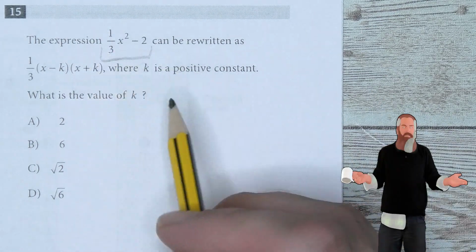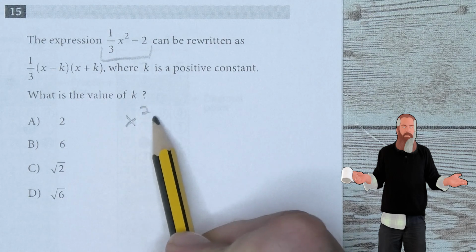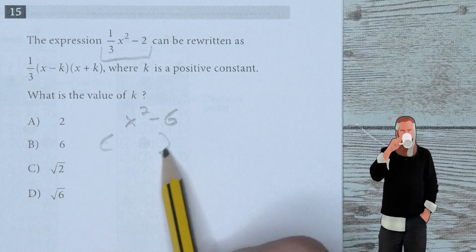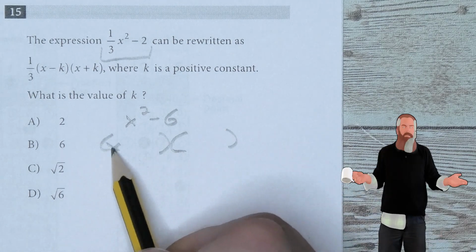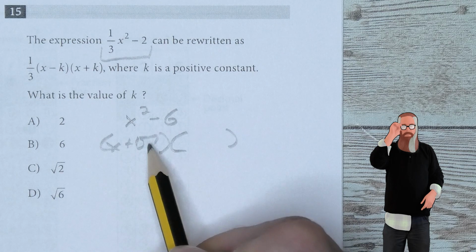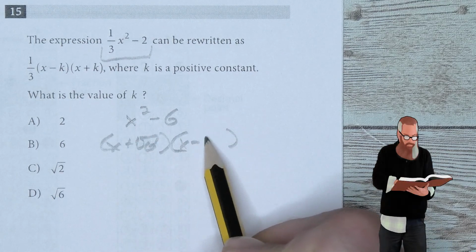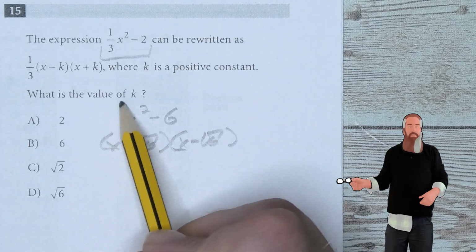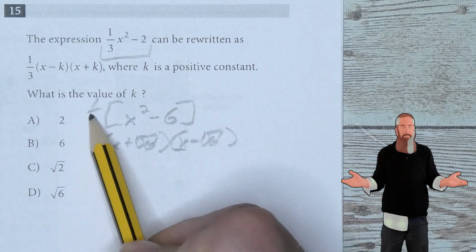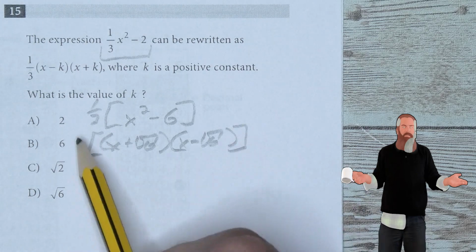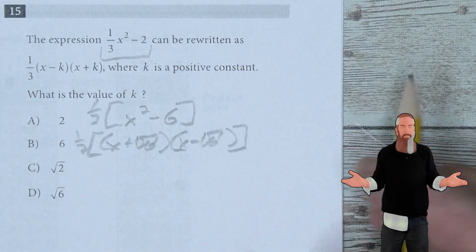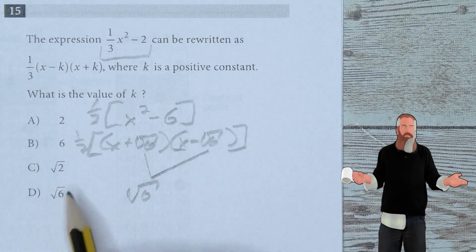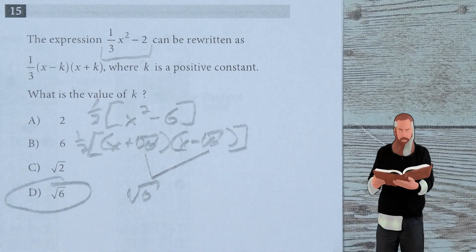I'm just going to multiply this all by 3 so that I can see a nice x squared minus 6. This is going to allow me to rewrite it because it is now a perfect square as x plus the square root of 6 and x minus the square root of 6. Now, this is not the original equation to start with. So if I were to go ahead and wind up multiplying everything by 1/3, I now have the original expression. But more important, what I have is the square root of 6 is what shows up in both locations. So D is the answer.